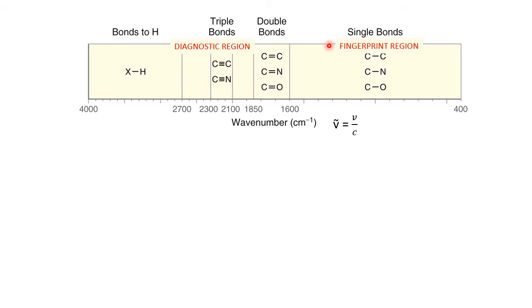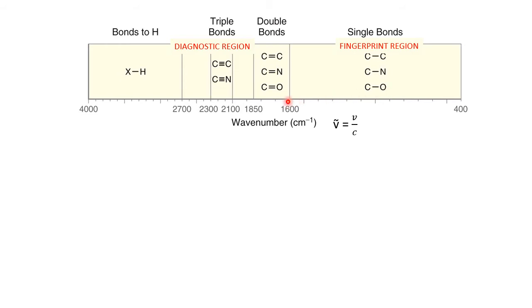It's a fingerprint. The fingerprint region is unique to each molecule, just like your fingerprint is unique to you. This region can get very, very complicated, so we're not going to be really looking at it at all in this class, with the exception of occasionally looking at a C that is bound to an oxygen.